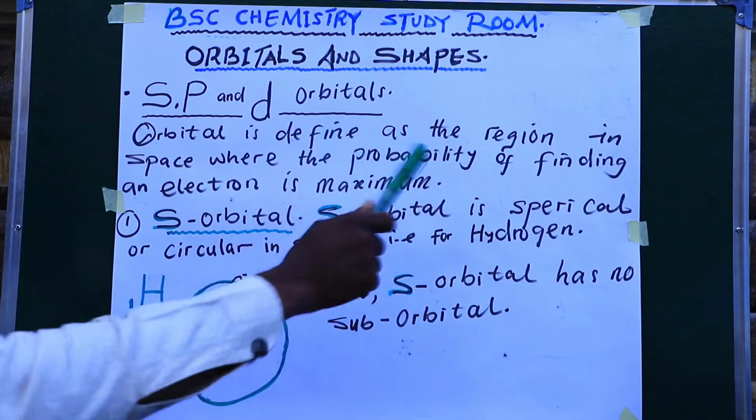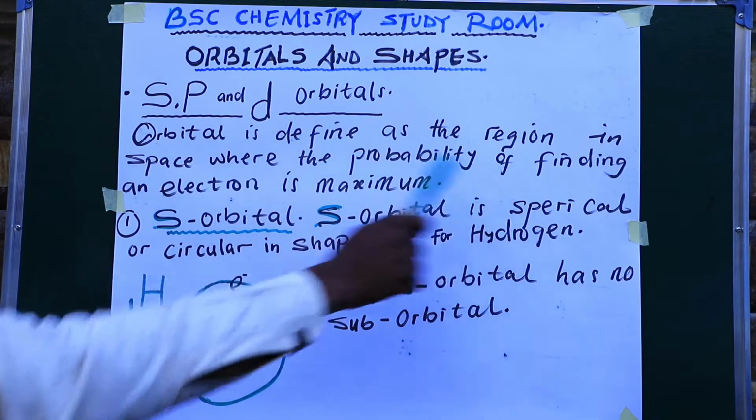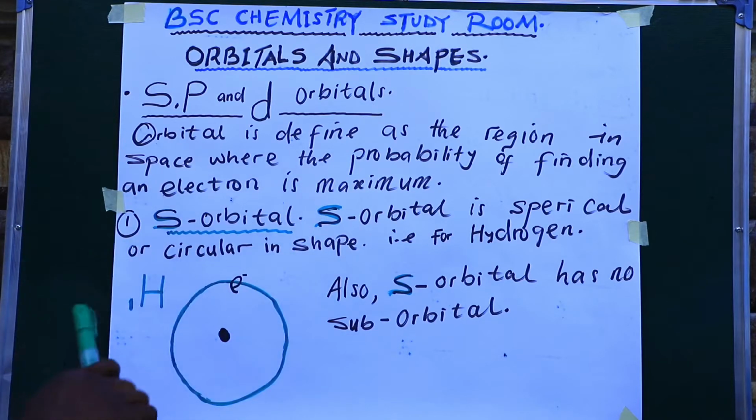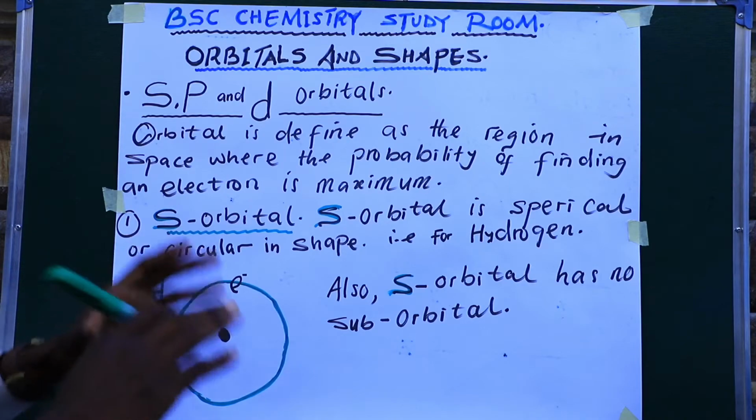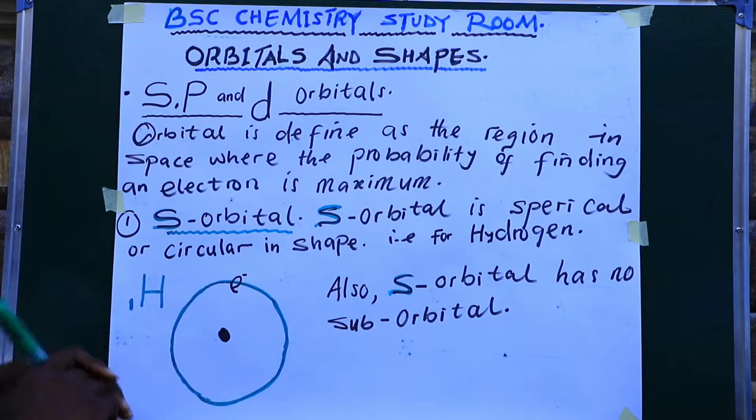An orbital is defined as the region in space where the probability of finding an electron is maximum. In any region in space, there is a probability of finding an electron there.